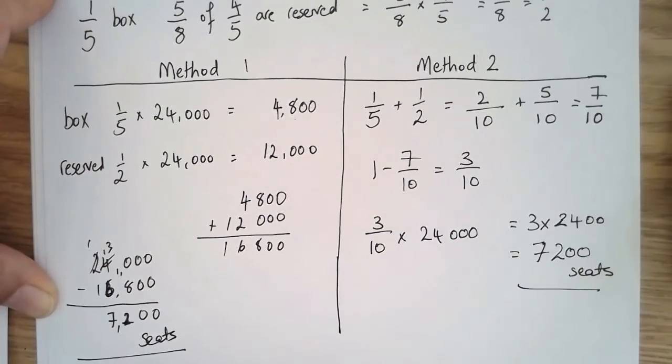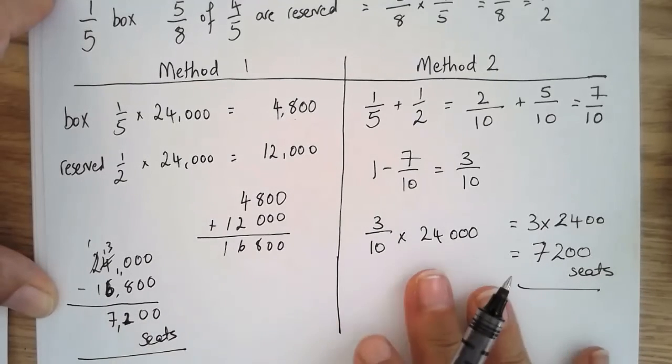So this way, method 1 or method 2, it comes to exactly the same answer. It's the correct answer, 7,200. You can do it this way or this way.